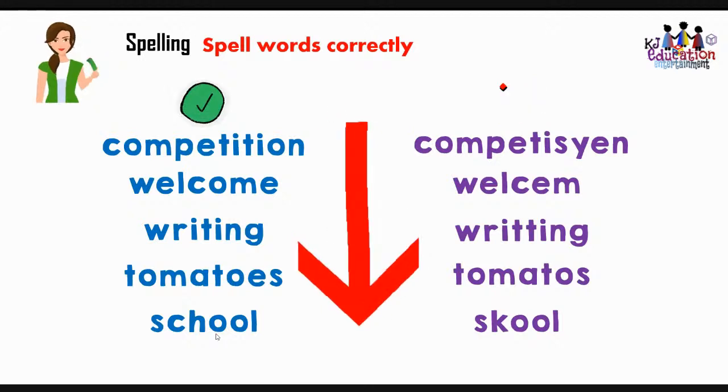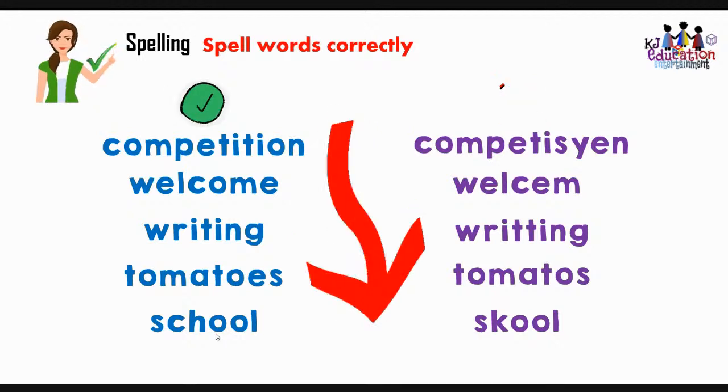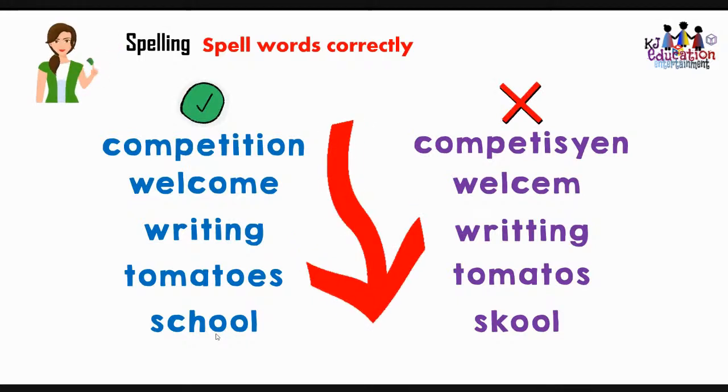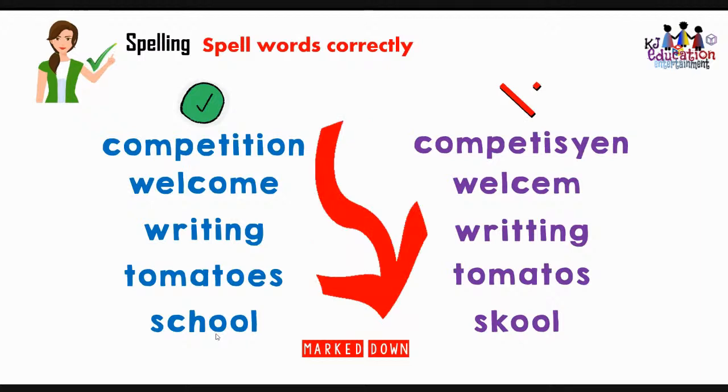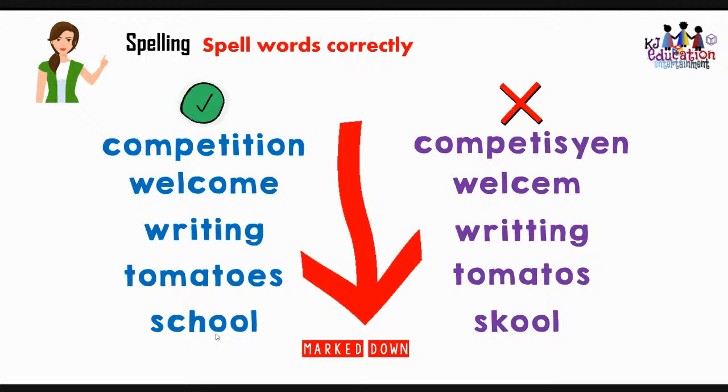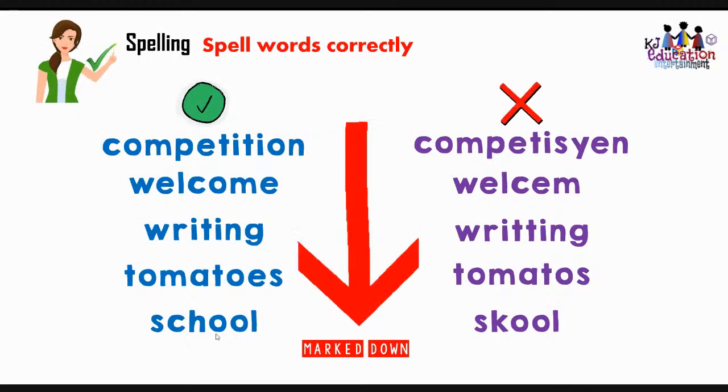Now, the thing is, when you tend to write your spelling wrongly, what happens is you actually lose marks. You tend to be marked down, so you wouldn't be getting full marks. Instead of getting 2, you will be marked down to 1. So you have to be very careful when it comes to that. Okay, let's go on to the next one.